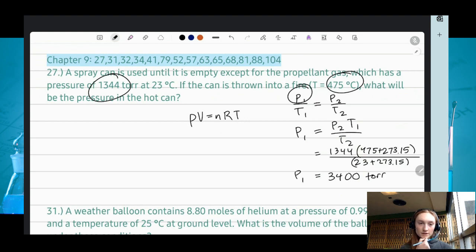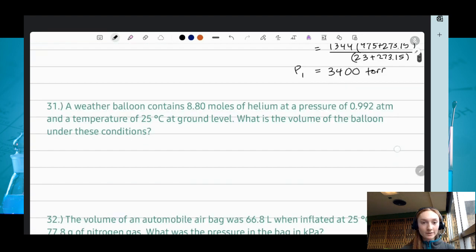It's pretty simple. You just have to plug in your initial pressure, initial temperature, and then what it changes to with the other two ones. And so that's the answer for the first problem. So let's move on to 31.